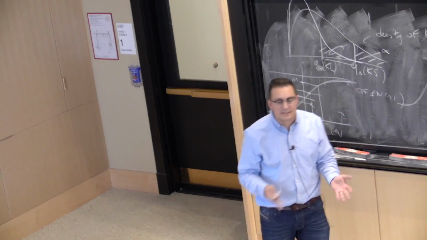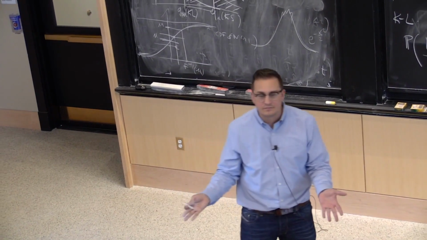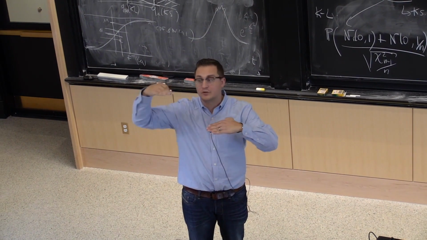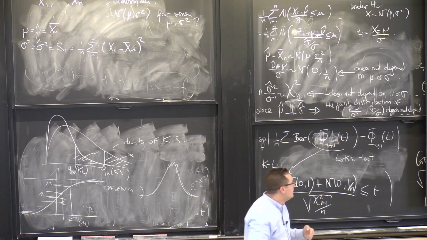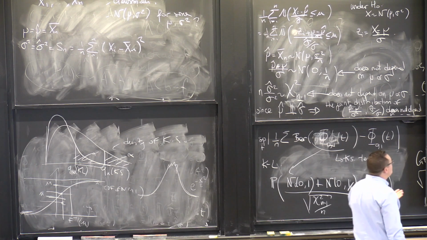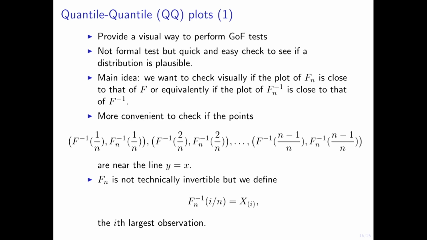And those values are exactly 1 over n, 2 over n, 3 over n, 4 over n, all the way to n over n. That's exactly where the flat parts are. We know we jump by 1 over n every time. And so that's exactly the recipe. It says, look at those values, 1 over n, 2 over n, 3 over n, until, say, n minus 1 over n. And for those values, compute the inverse of both the empirical CDF and the true CDF.